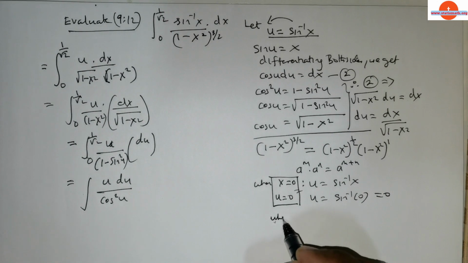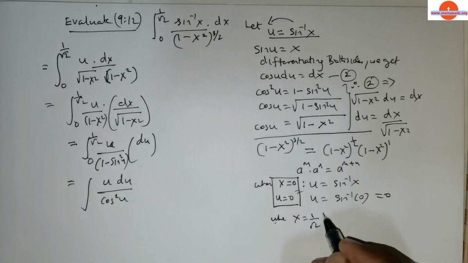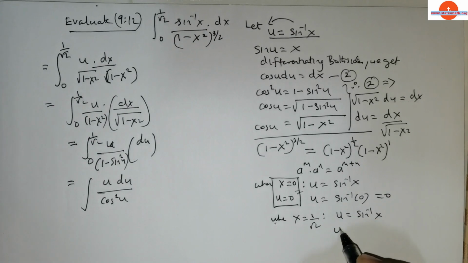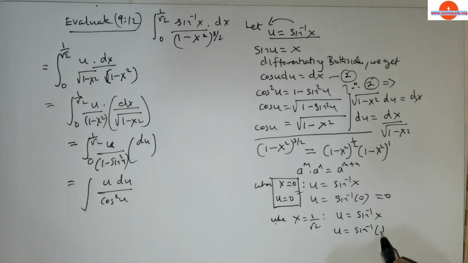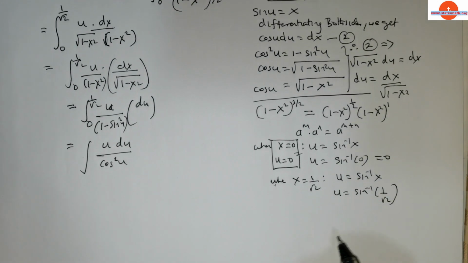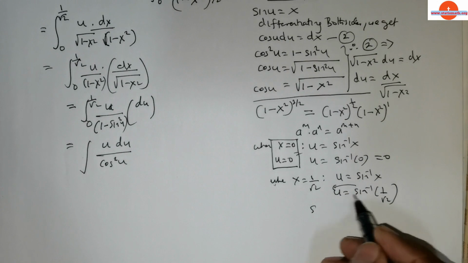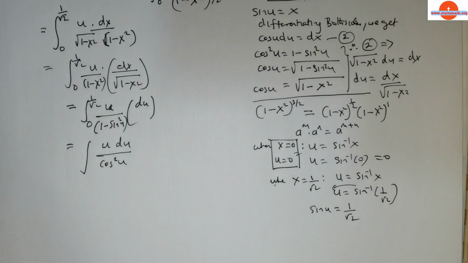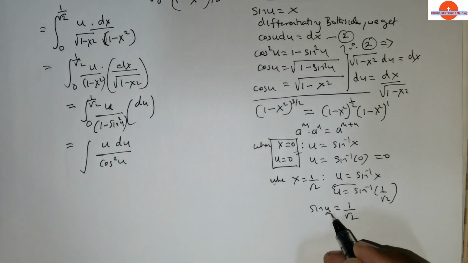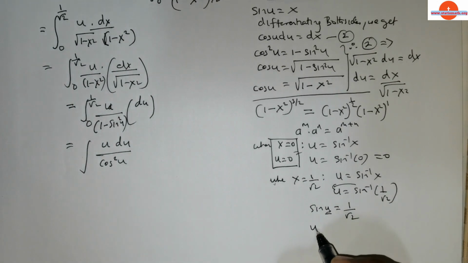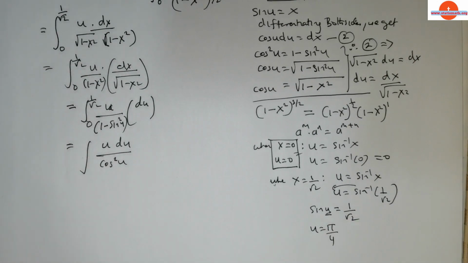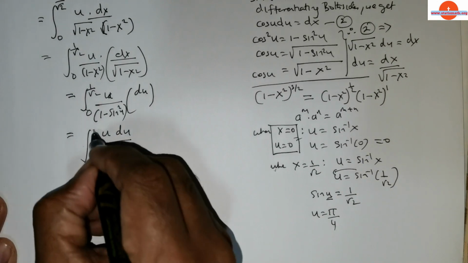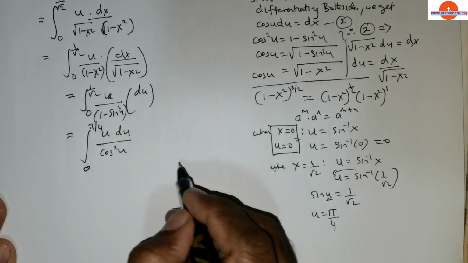Next, we have to find out what happens to u when x is equal to 1 over root 2. We know u is equal to sine inverse of x, so u is equal to sine inverse of 1 over root 2. I move the sine inverse to the left, so that gives me sine u equal to 1 over root 2. Tell me for what value of u sine u can be 1 over root 2. We all know u should be pi over 4. So the limits have now been changed, and this is going to be 0 to pi over 4.